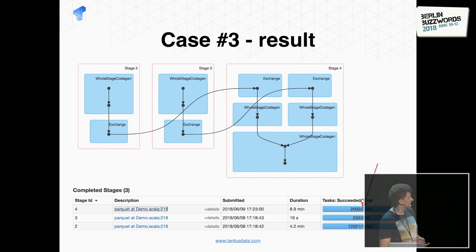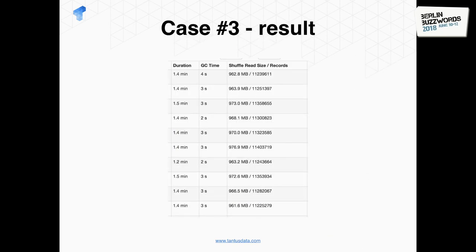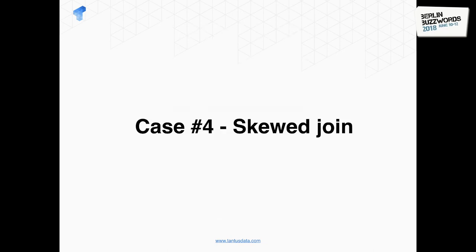We can see 2,000 tasks here, and each of them will be just processing a smaller amount of data. But what if our events are not really uniformly distributed? So let's have a look at case number four, the skewed join.